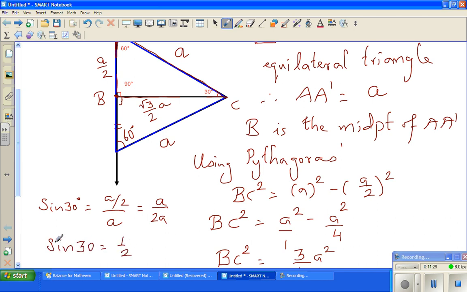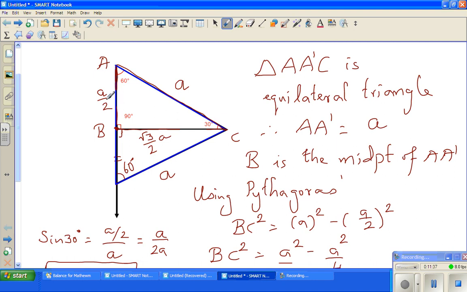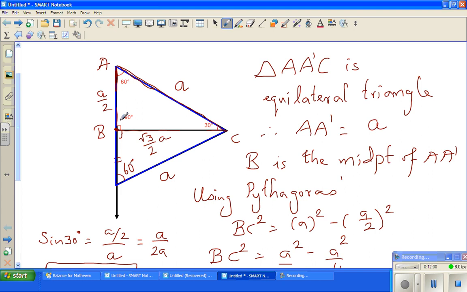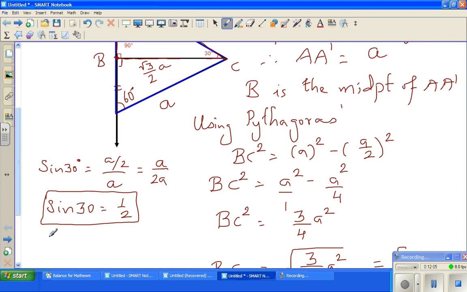And this is a very important result: in any right angle triangle, the side opposite to the angle measuring 30 is always half the hypotenuse. That's a very powerful result you can use in many places. That is what it means. Sine 30 is half. That is, the opposite side of a 30 degree angle in a right angle triangle would be half the hypotenuse.